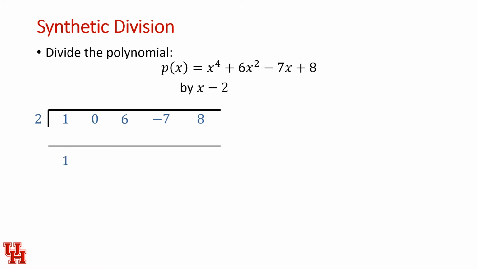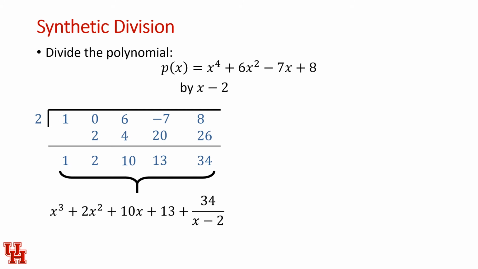We then drop the leading coefficient, a 1, down. We then multiply this value by the divisor and move the result under the next coefficient. Summing this result and the corresponding coefficient gives an answer of 2. Multiplying this by the divisor produces 4, and summing produces a result of 10. Multiplying and summing produces the fourth result of 13. And finally, multiplying and summing again produces the final value of 34.